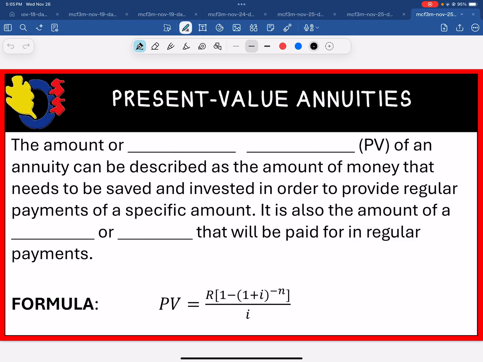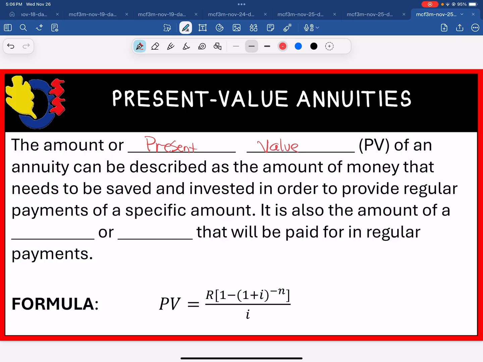Hi everyone, today we are working on the present value of an annuity. So let's fill in a couple blanks here and get started. The amount or present value, so PV stands for present value, of an annuity can be described as the amount of money that needs to be saved and invested in order to provide regular payments of a specific amount.